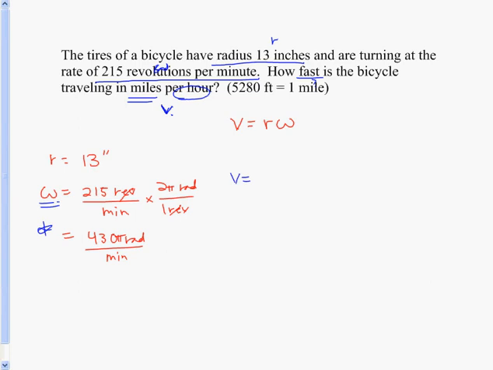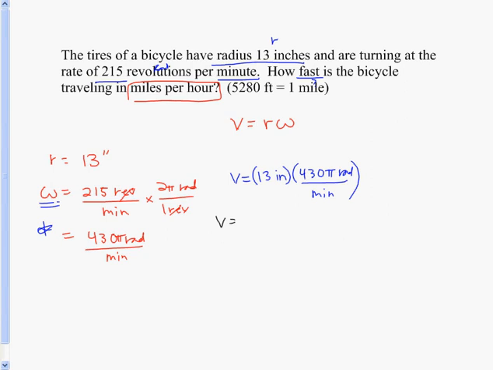Velocity is the radius times the angular speed. I want to be in miles per hour. Y'all can't even read that. Clean that up. I want to be in miles per hour. I am not there. So, let's go ahead and just simplify this first.